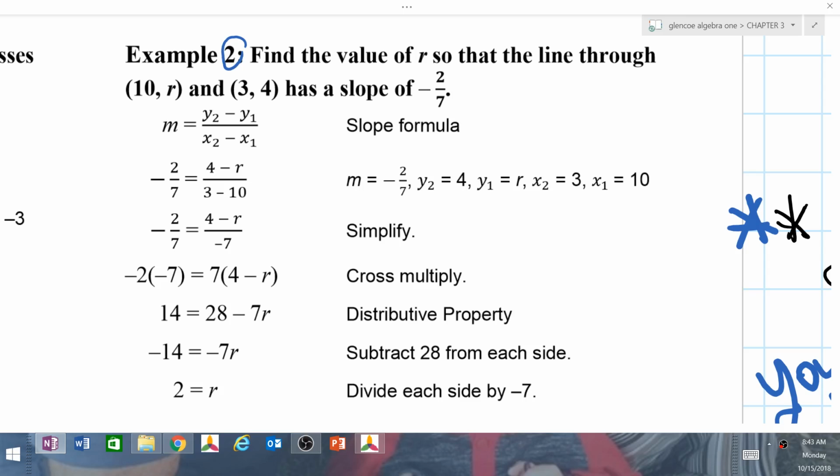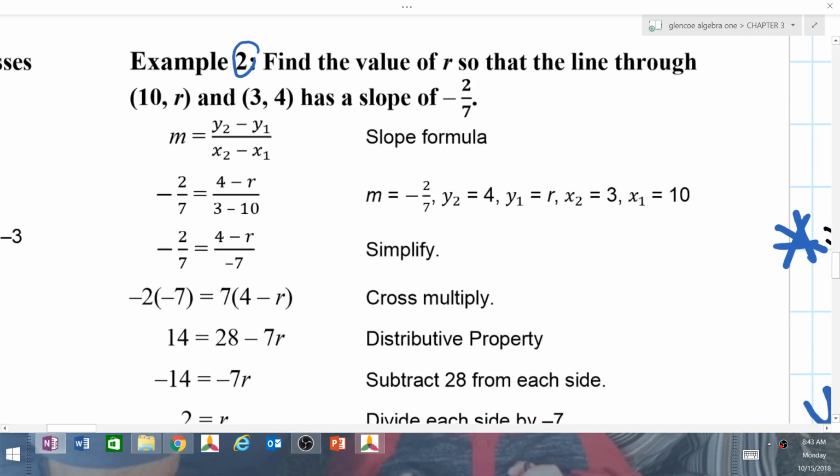So last week we talked about the 4 types of slope: positive slope, negative slope, zero slope, and undefined slope. How to find the slope of a line using the slope formula, y2 minus y1 over x2 minus x1. Today we're going to shake it up a little bit and find the value of a missing coordinate from one of the ordered pairs, given the other ordered pair and the slope.